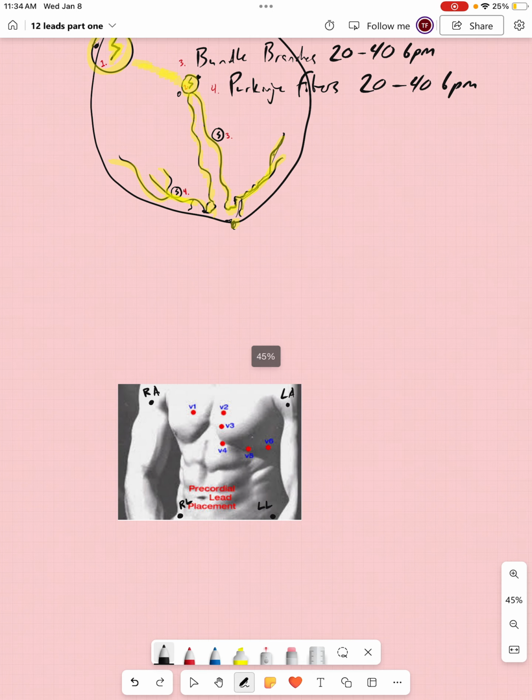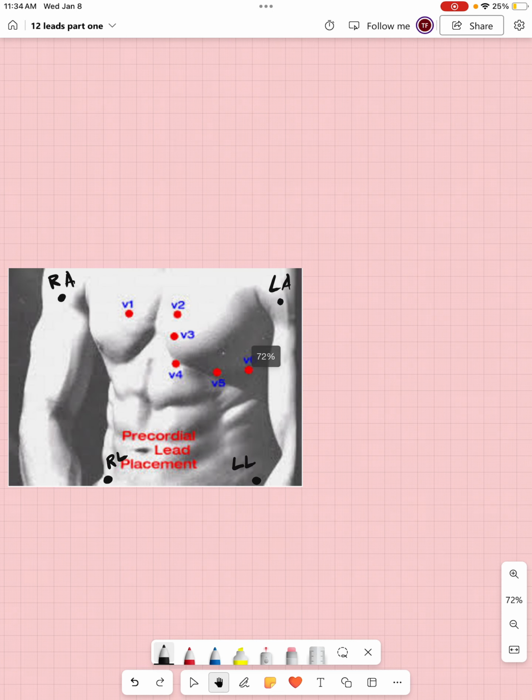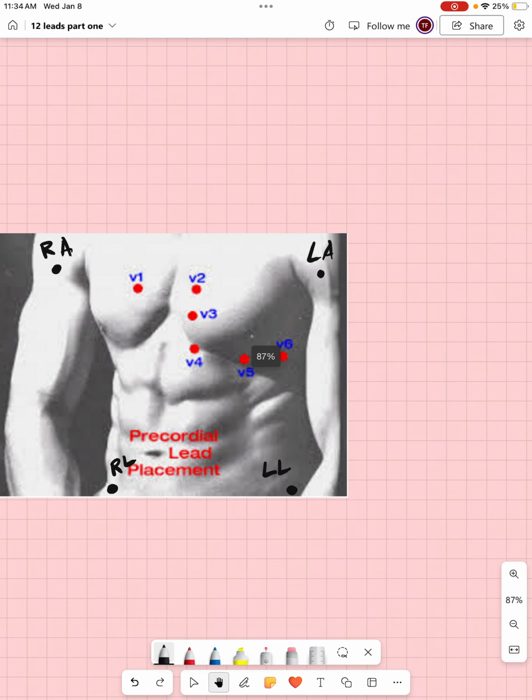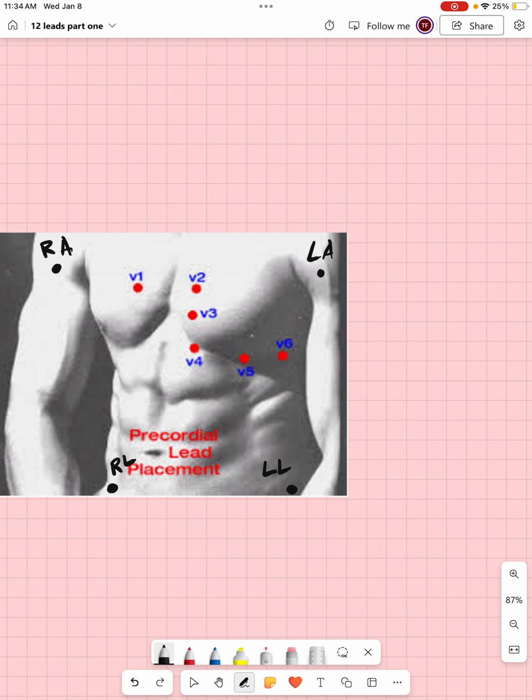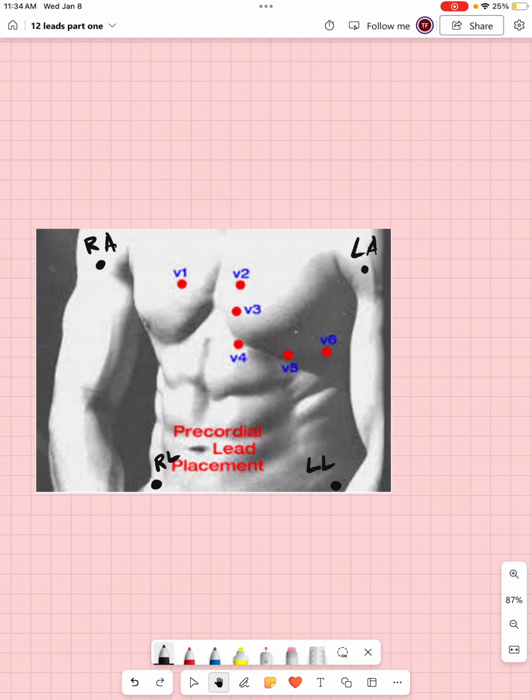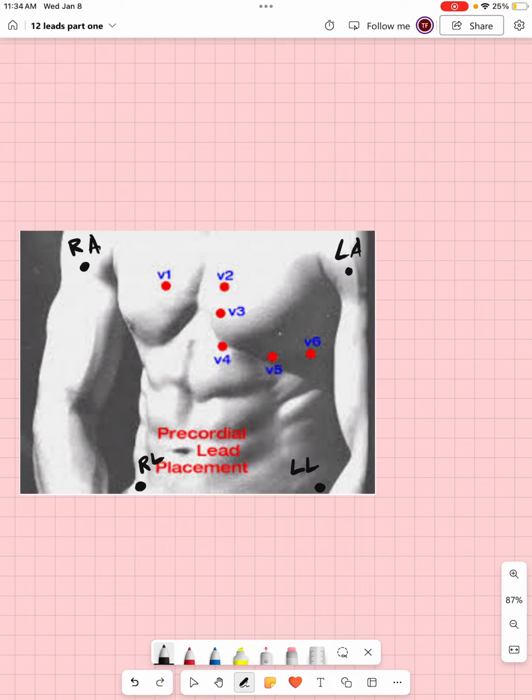Okay. Moving on, I want to go over the lead placement. I know many of you are familiar with this, and that's great, but I just want to review it. It's something that is always beneficial to review. You know, I have this picture of this really muscular, lean individual, so it's pretty easy to see all of our landmarks. Might not be quite so easy with our average patient though.